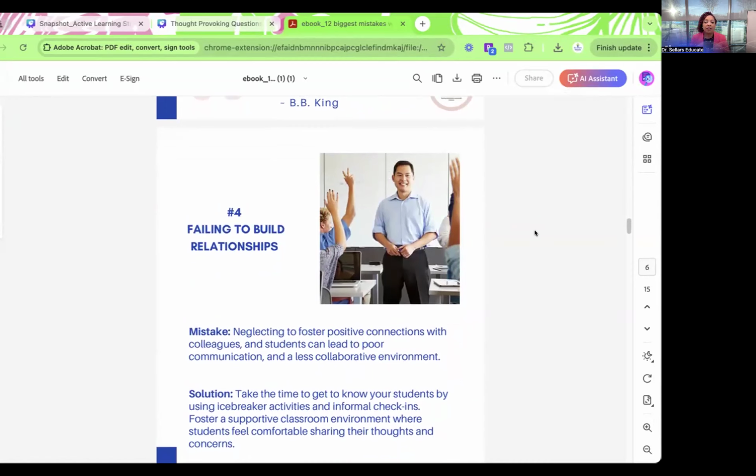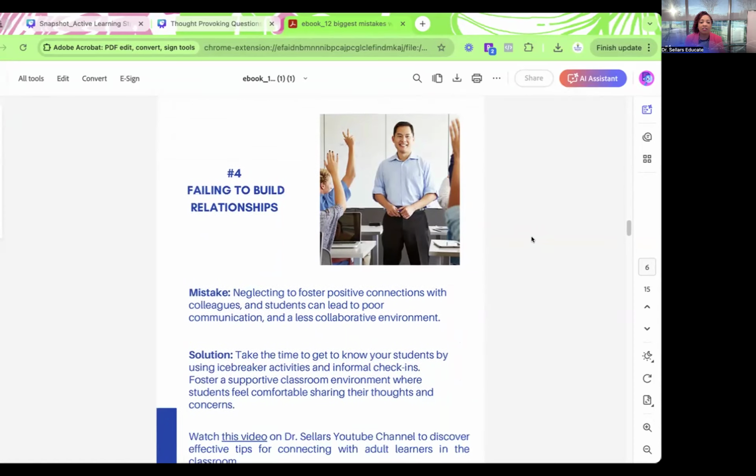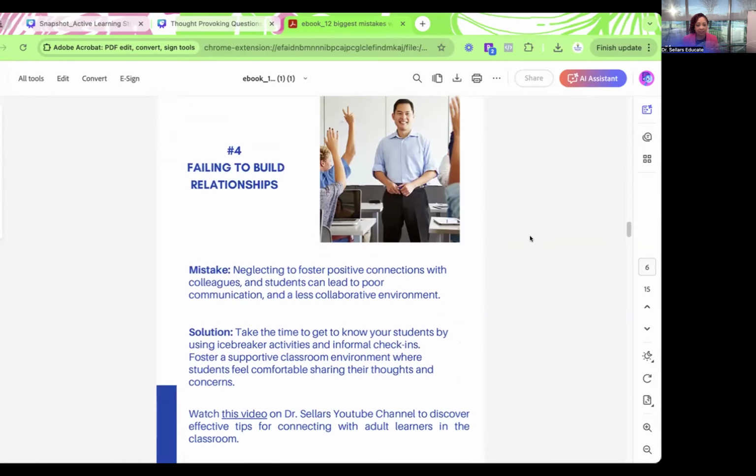Okay, so failure to build relationships is mistake number 4. So neglecting to create those positive connections with our colleagues, with our students, can lead to poor communication and a less than collaborative environment that we know is so important. When we are engaging in the learning experiences with our students, we're not acting alone, right? We should have colleagues that are supporting us to ensure that we are creating quality learning experiences for our students.